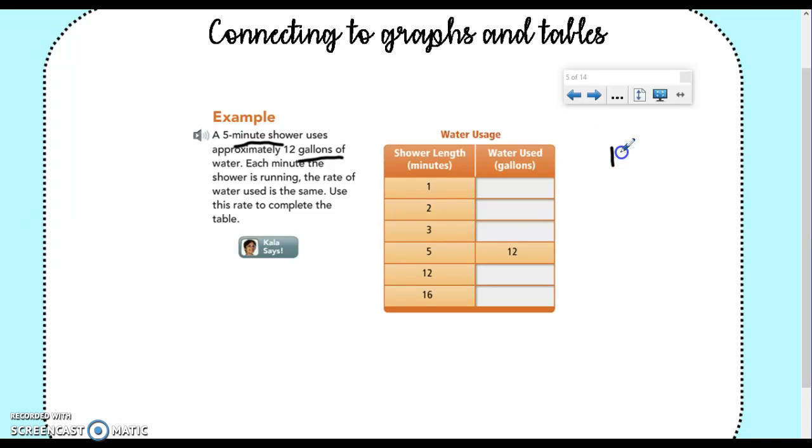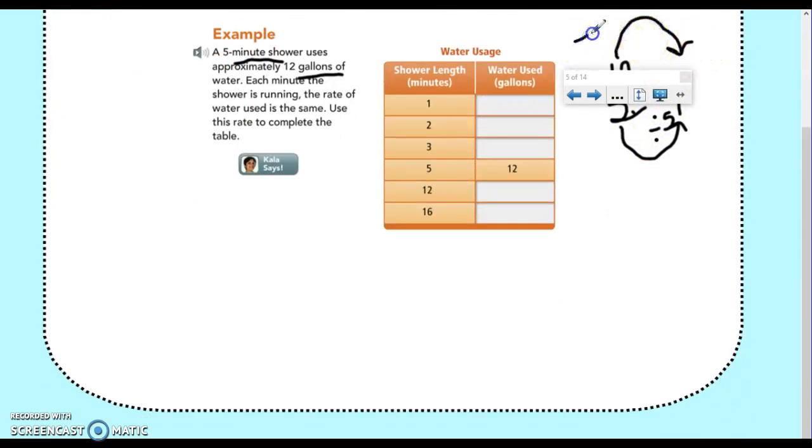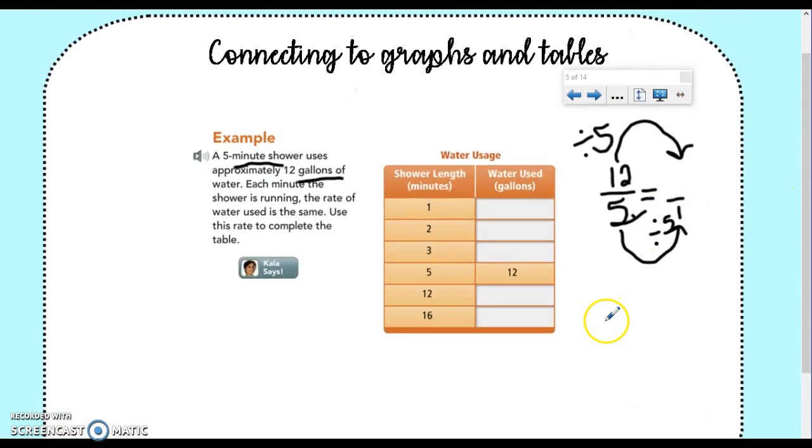So if you have 12 gallons, and 5, that's 5 minutes, we need to try to figure out how much would be used in 1 minute. So how would I get from 5 to 1? Well, many of you would say, Ms. Widerski, I'm getting smaller, so I know I'm going to divide by 5. Well, if I divide by 5 on the bottom, I need to divide by 5 on the top. Sorry about that. And I know that 12 divided by 5, when you do that on your notes, would give you 2.4.